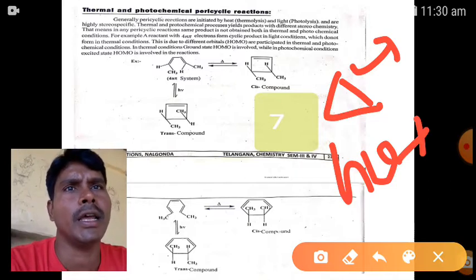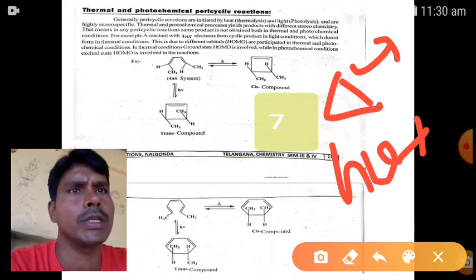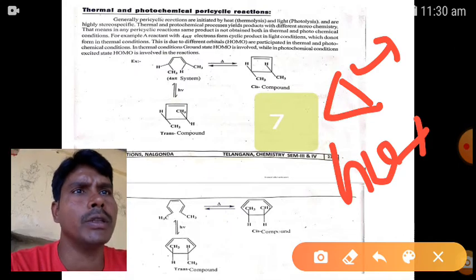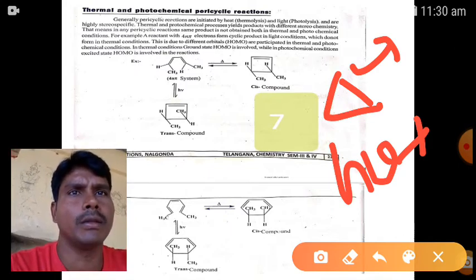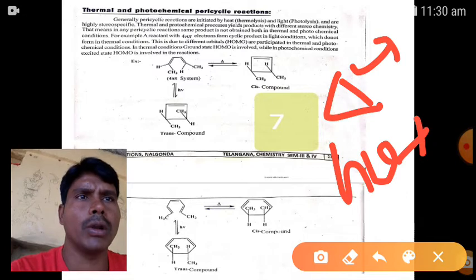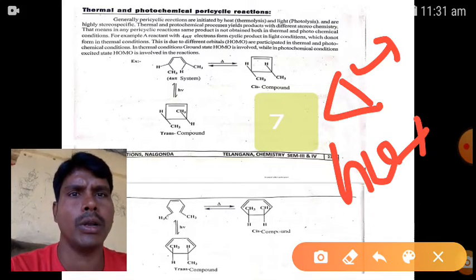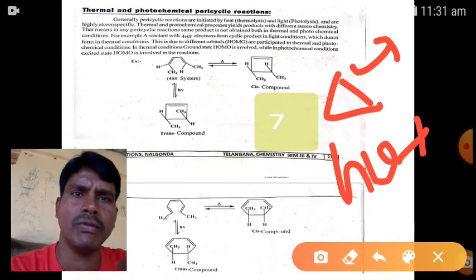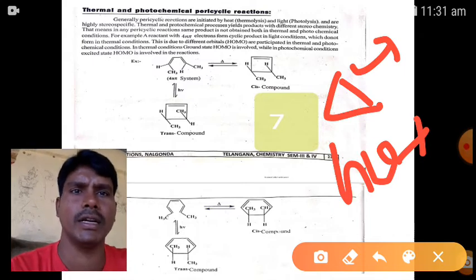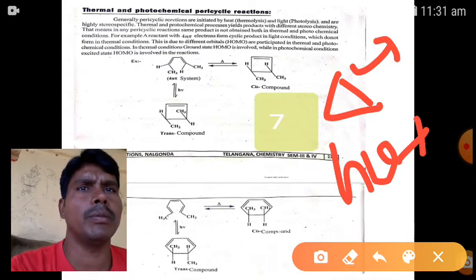Or these reactions are highly stereospecific. That means thermal and photochemical processes yield products with different stereochemistry. In any pericyclic reaction, the same product is not obtained under both thermal and photolytic conditions. A different product will be produced under different conditions in pericyclic reactions, thermal versus photochemical.